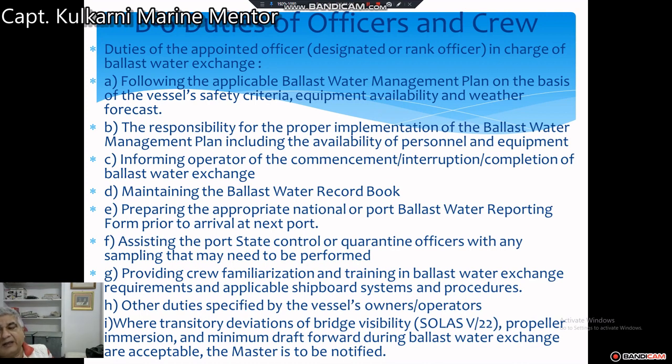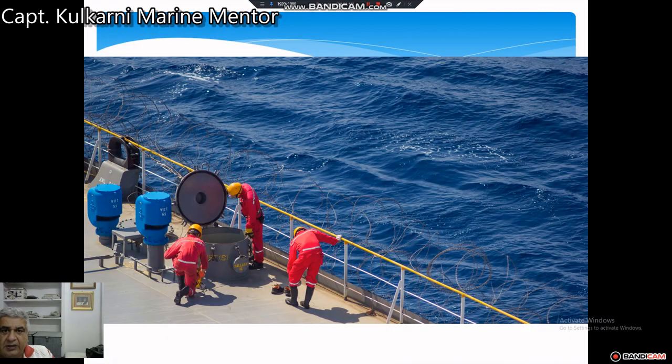Okay, in case of every stage, the captain has to be told. In case we have got too much trim by stern, we inform the captain, as visibility can get hampered. Any boat which is nearby you cannot see. Propeller immersion: in case the propeller is coming out for some time, please inform the master, do we need to reduce the speed or something. Minimum draft forward: how much is the draft forward and aft has to be informed and checked, and has to be continuously notified.